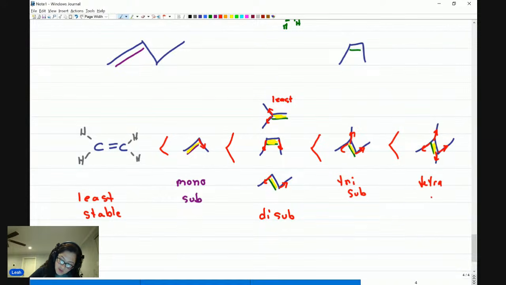This is tetra-substituted, the most substituted, and therefore the most stable.